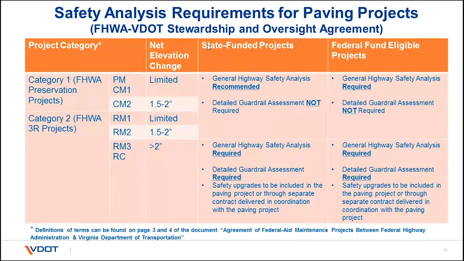But just to remind you that the overwhelming majority of the projects for which we have seen applications in the past are actually going to fall into the Category 1 projects. Therefore, we are only talking about just a general highway safety analysis and no detailed guardrail assessment.